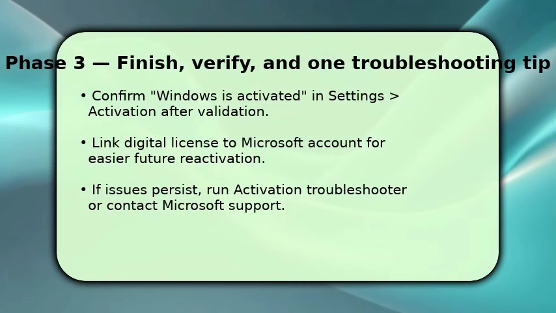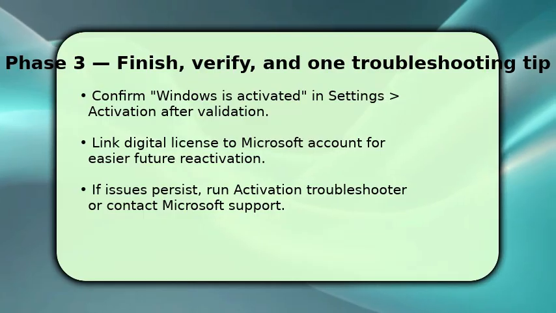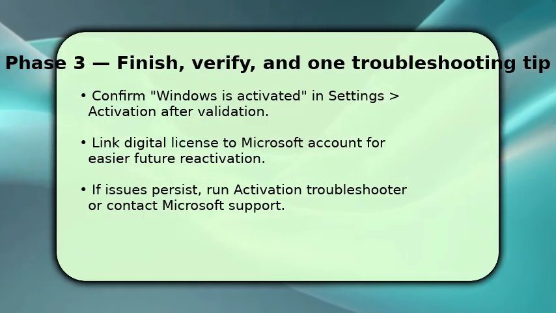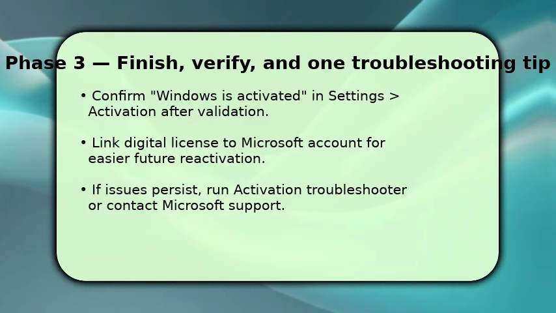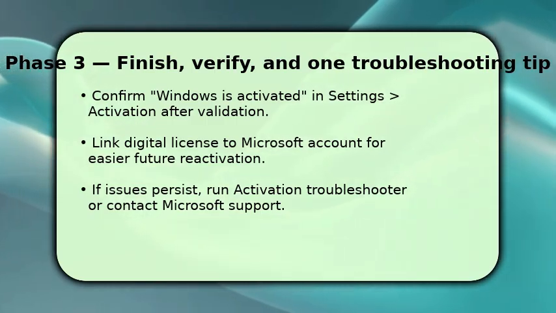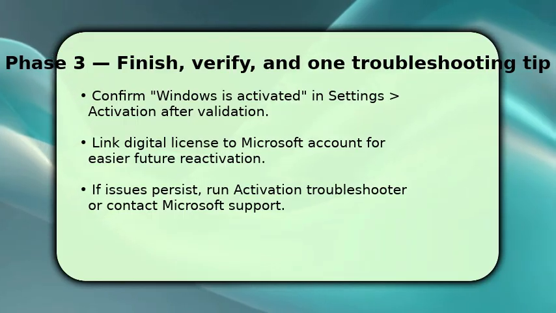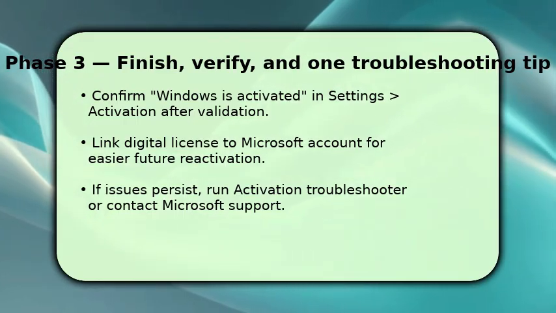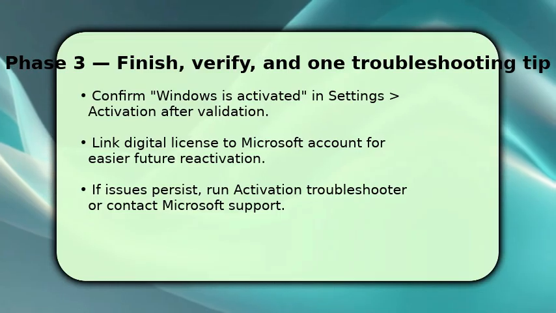You finish by confirming the activation status in Settings. Look for Windows is activated and the edition name. If you have a Microsoft account, link the digital license. This simplifies reactivation after hardware changes. Make sure to reboot if prompted and verify updates to ensure stability.